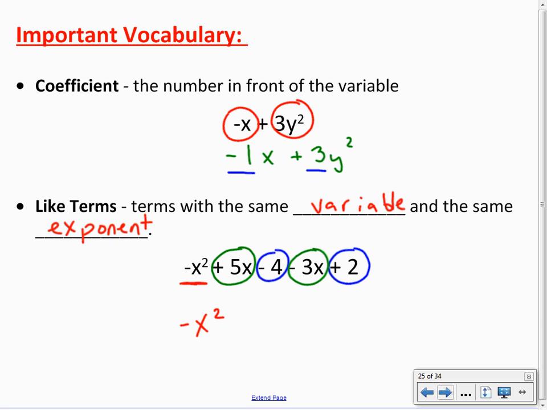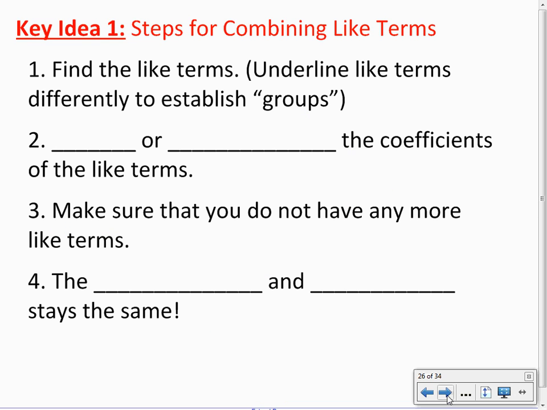5x minus 3x, well, if I have 5x's and take 3 of them away, I would be left with 2x's. So positive 2x. And lastly, negative 4 plus 2 would leave us with minus 2. So you can see how I took an expression that had 5 terms, and I combined some terms so that I have an expression with only 3 terms. So we're going to see some more examples of that.